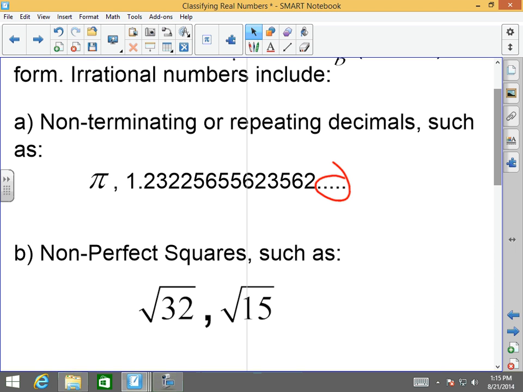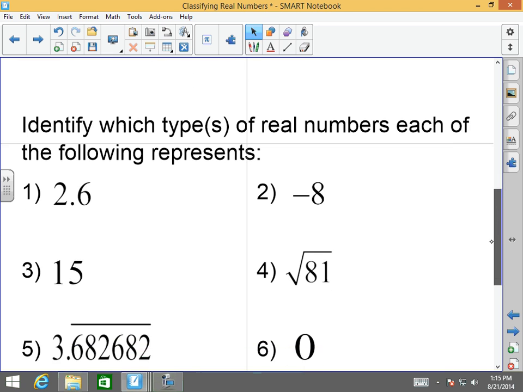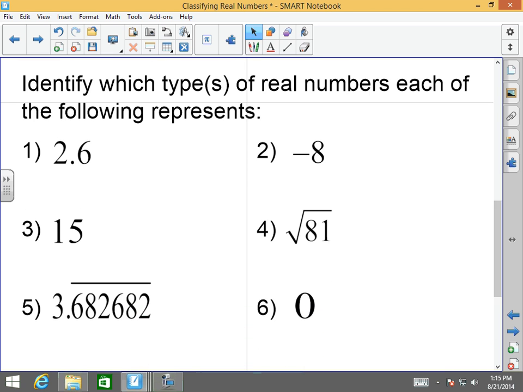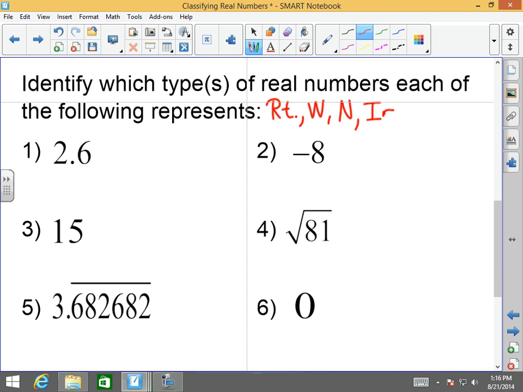Yeah. Well, guess what? That's the lesson. Let's go ahead and practice. Let's make this easy for us. It says here, identify which types of real numbers each of the following represents. If it's rational, let's call it RT. Whole number, let's call W. Natural number, let's call N. Irrational, let's call IR. And they are all real numbers because I said that they're all real numbers.